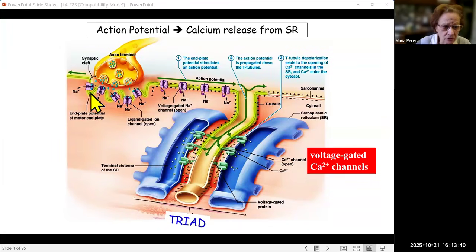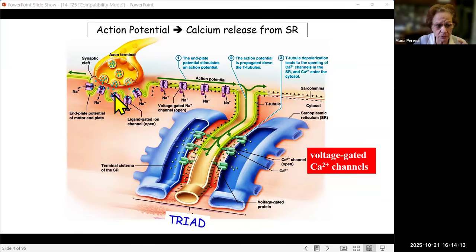So these channels are different from these. These here are ligand-gated ion channels. What does that mean? That means that they open when a ligand, in this case acetylcholine, binds to them. You have two molecules of acetylcholine that bind to these receptors that are also sodium channels. So when acetylcholine binds to these, they open and sodium goes in. Remember that there's some potassium that also goes out.